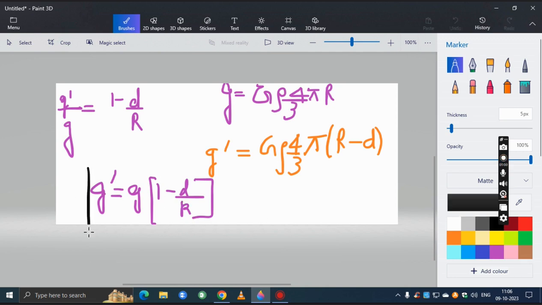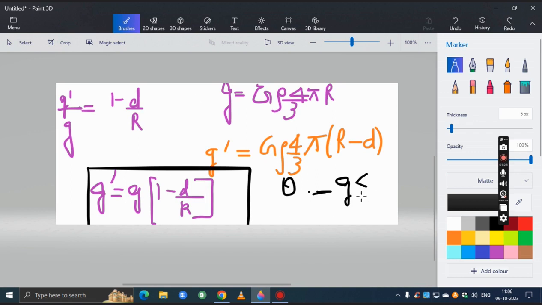So this is how g varies with altitude and depth. Now notice that in both cases the value of g decreases, so the value of g is maximum at the surface. It decreases with depth and height. Why? Because you're subtracting something from 1. You're subtracting d by r from 1, so it's going to become 0 point something g, and that is always lesser than g, right?